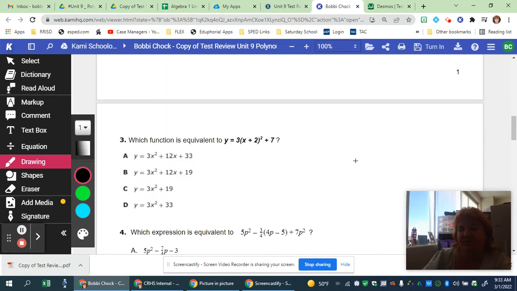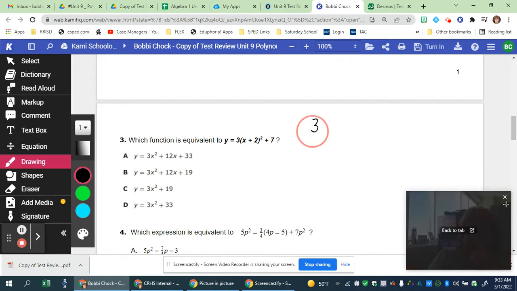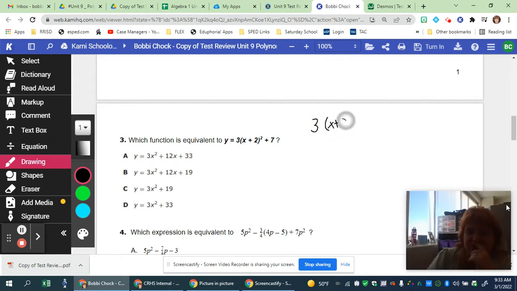Which function is equivalent to this? Okay. So what are we saying in this actually? We're saying 3 times x plus 2 times x plus 2 times x plus 2. See how there's two of these, and then plus 7. That's what we're saying. Okay. So then you could go, let's box this one.